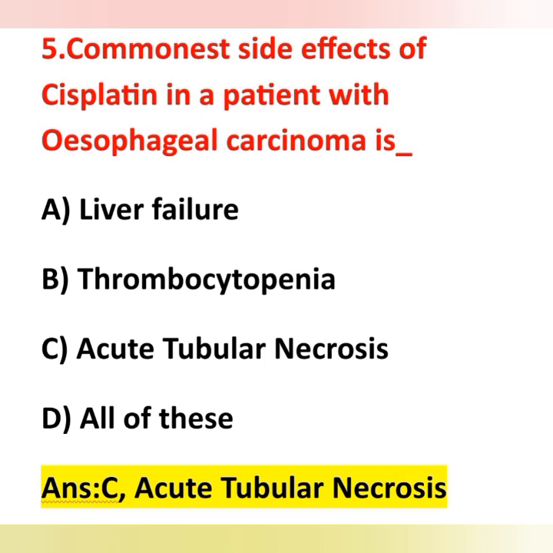This cisplatin is an anti-neoplastic drug. Once the patient is taking this anti-neoplastic drug, most commonly nausea, vomiting, diarrhea will occur for the patient. That is the common side effect. But this cisplatin will cause a nephrotoxic effect. Okay, it will affect the kidney. So once the nephrotoxicity develops, that may lead to acute tubular necrosis. Okay, so option C is the correct answer.